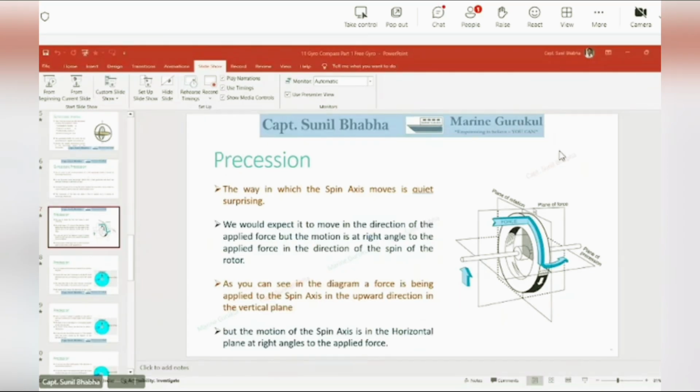Exactly. Now you can see it here also. See, the force is being applied upwards. You see, this is the plane of force in which the force is being applied. And the movement of the spin axis is in this particular plane, the horizontal plane. That is why you see it is mentioned as the plane of precession. Plane of precession. Okay, sir.